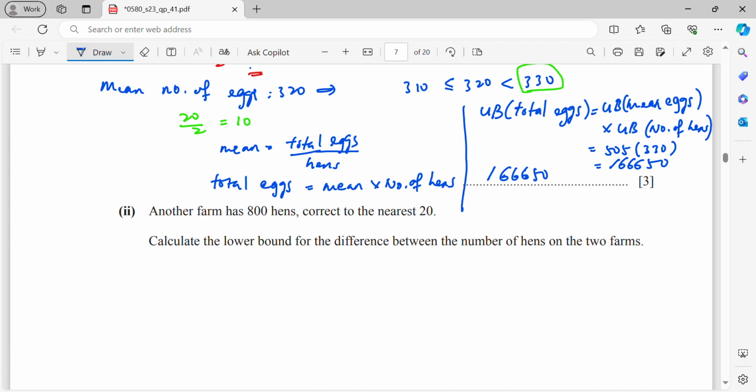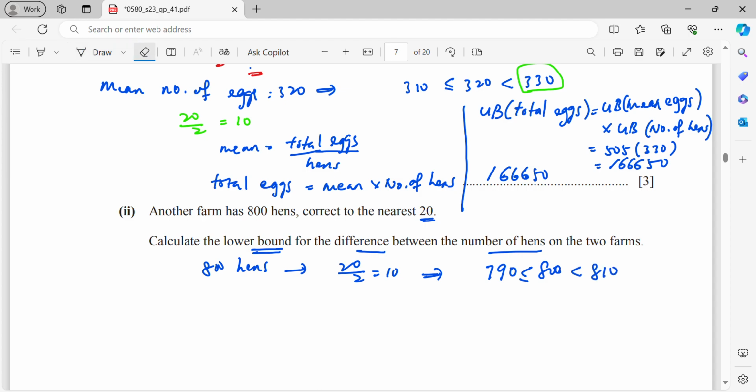Now, another farm has 800 hens, correct to the nearest 20. Calculate the lower bound for the difference between the number of hens on the two farms. So 800 hens, correct to 20. That means 20 divided by 2, that is an accuracy of 10. So you minus 10 from 800 to get the lower bound, which is 790, and you plus 10 to 800 to get 810.